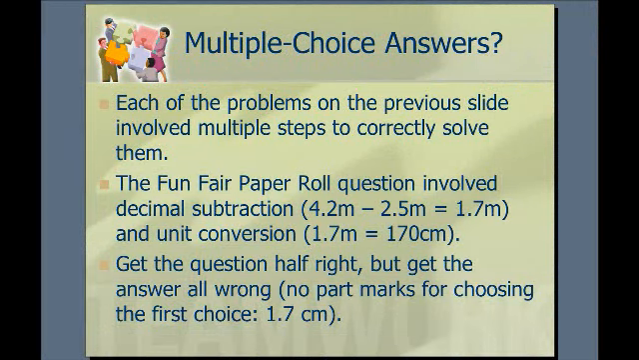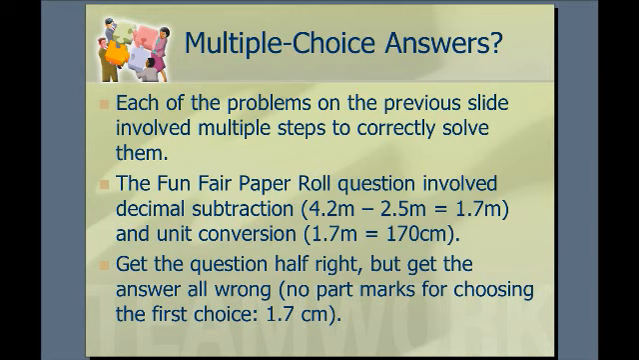So for the question that I just read through, the funfair paper roll question, as I've called it, it involves decimal subtraction. You need to take 4 2/10 of a meter and subtract from that 2 5/10 of a meter. The answer that you get in meters is 1 7/10 of a meter. But then you have to do unit conversion. So you have to figure out how many centimeters is 1 7/10 of a meter. And that's 170 centimeters.